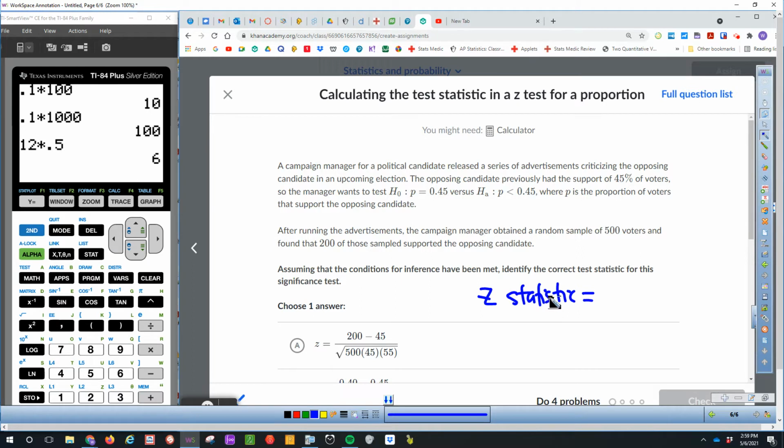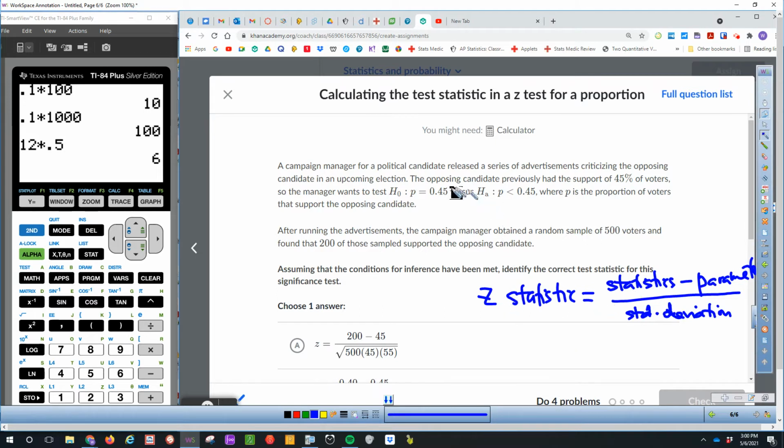So the z statistic, in a way, you can look at it as how many standard deviations it is away from the mean. And here, what we're looking at is the statistic minus the parameter, divided by the standard deviation of the sampling distribution, right?